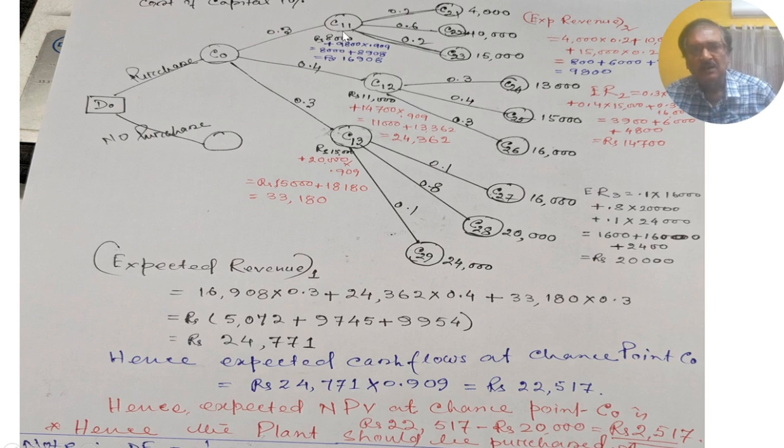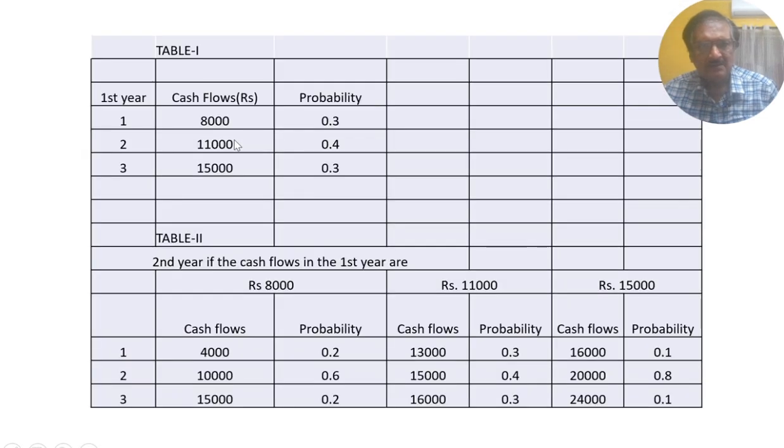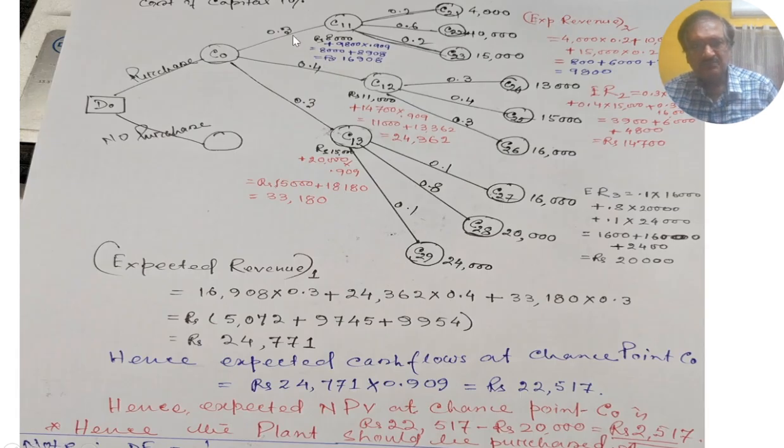First year, the chance of cash inflows rupees 8,000, 11,000 and 15,000. Okay, this is the first year figures. The occurrence probability of 8,000 cash flows is 0.3, the occurrence of 11,000 cash flows is 0.4 and the occurrence of 15,000 cash flows is 0.3. It is given in the first table. This is the probability that is just written in this option.